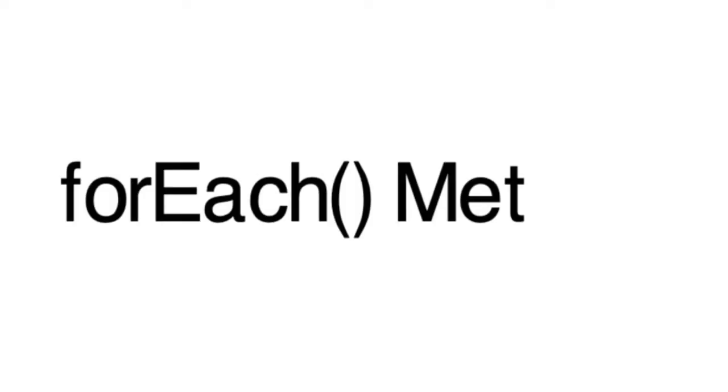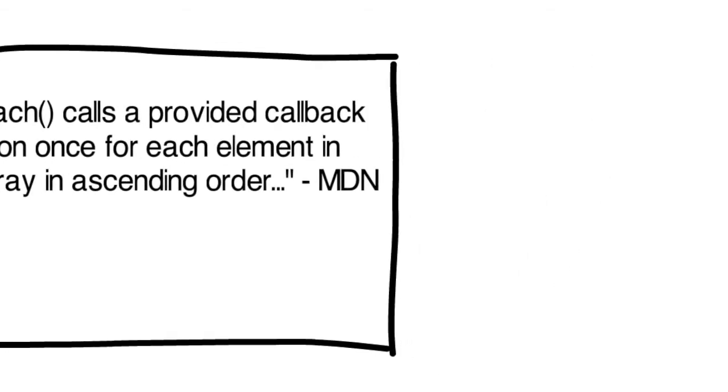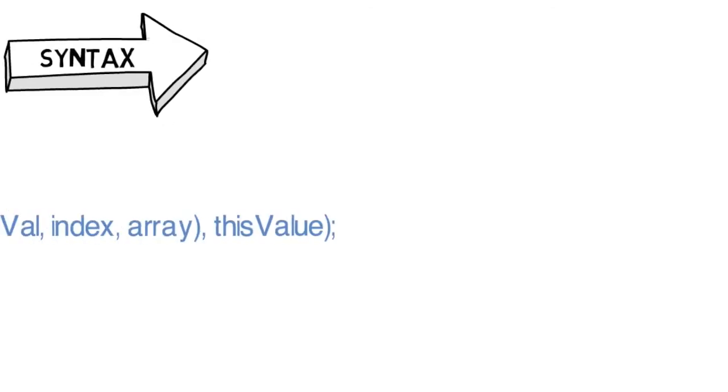Let's go ahead and take a look at the forEach method. According to the Mozilla Developer Network, MDN, forEach calls a provided callback function once for each element in an array in ascending order. Now let's go ahead and break down the syntax to see how the forEach method works.